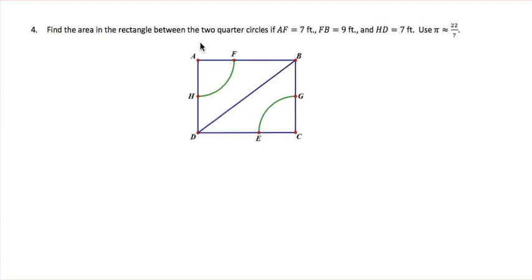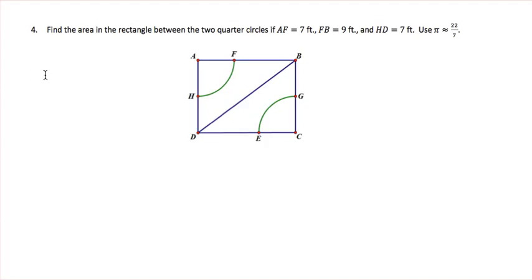First of all, let's determine what our initial shape is. It's definitely a quadrilateral. It appears to be a rectangle, but either way, if we're looking for area, whether it is a parallelogram or a rectangle, we would find that area by multiplying length times width. So the first thing we need to determine is what is the length. A to F is 7 feet, and F to B is 9 feet, so our length is 16 feet.